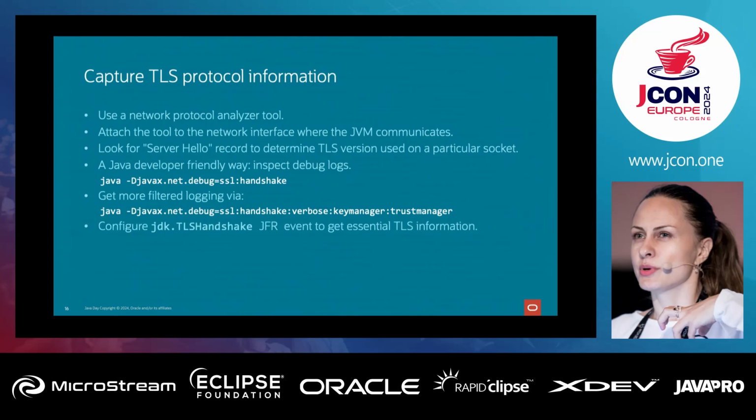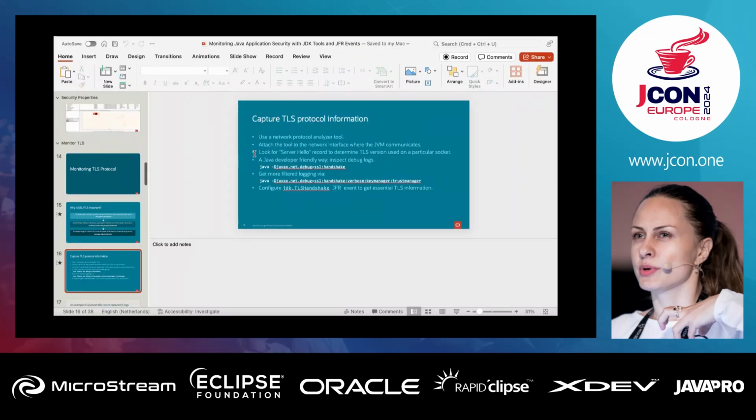Another approach, as logs can be verbose, and searching through logs, especially for an application that's in production, can be tedious: we can configure the JDK TLS handshake JFR event to get essential TLS information from that. So, for example, let me show you how that would work.